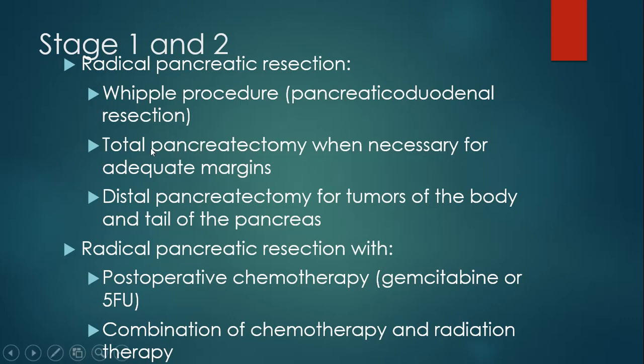Then you have a second option depending upon the site of the tumor. Whipple's procedure is done where the head of the pancreas is involved, and elsewhere in the pancreas you have to do total pancreatectomy. For example, if the tumor is in the body of the pancreas, you have to remove the whole pancreas, or the distal pancreas if the tumor lies in the tail of the pancreas. So these are the procedures for curative intent.